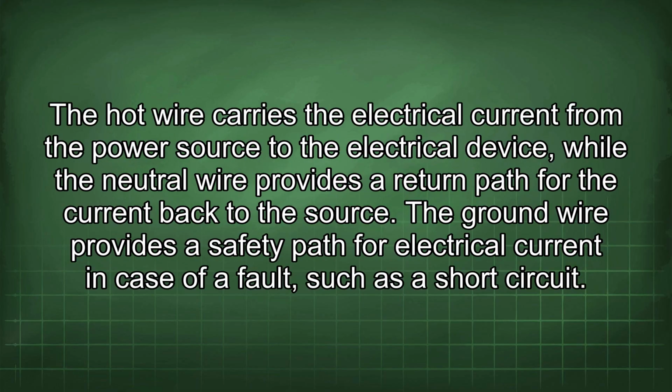The hot wire carries the electrical current from the power source to the electrical device, while the neutral wire provides a return path for the current back to the source. The ground wire provides a safety path for electrical current in case of a fault, such as a short circuit.